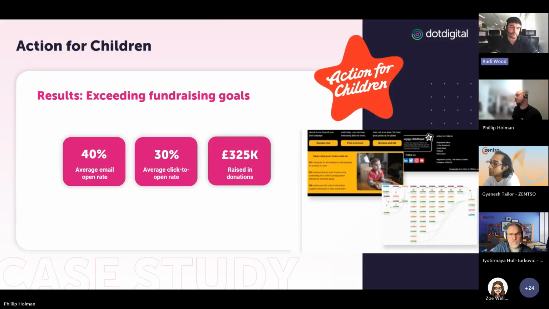And then just another case study, one of our customers, Action for Children, some of the great results they saw from implementing automation journeys were 40% average open rate across their automations, 30% average click rate, and they actually raised 325,000 based on one campaign raising donations using Dot Digital's automation.